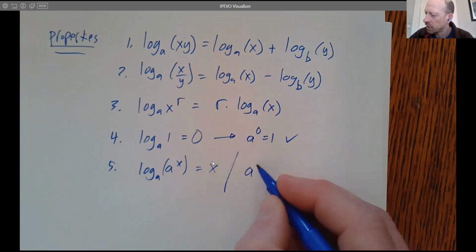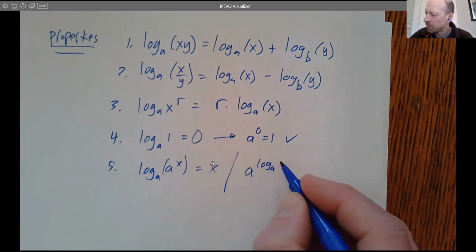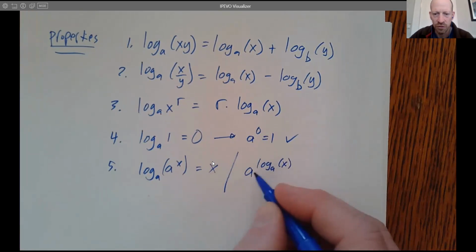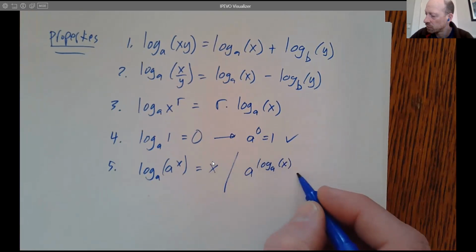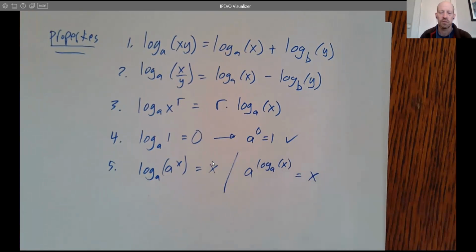It can also work the other way. A to the log base a of x. Those are inverse functions, so they will undo each other. That's what an inverse does, right? The function goes one direction. The inverse moves us right back to where we started. So that's also a property of logarithms.